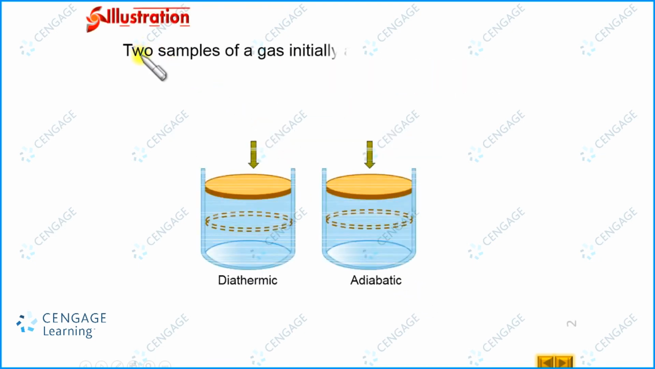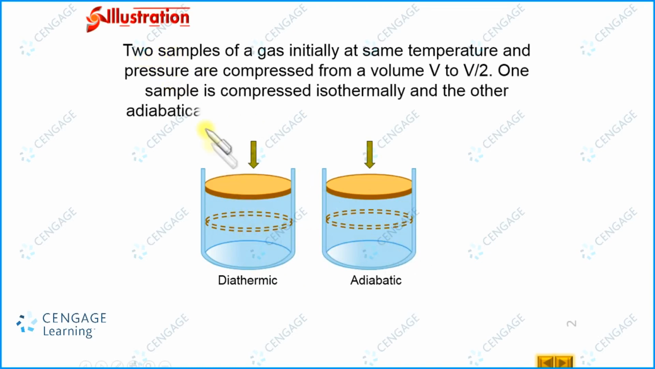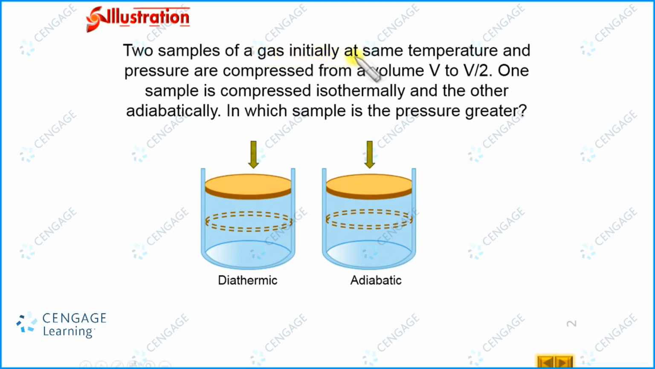In the first illustration, we are given two containers, and these two containers contain two samples of an ideal gas initially at the same temperature and pressure, and they are compressed from volume capital V to V by 2, half the volume. You can observe here, container number 1 is the diathermic container and this is the adiabatic container. In the diathermic container, walls are made of conducting material, and in the adiabatic container, walls of the container are made of some insulating material, and this piston is also made of the insulating material.